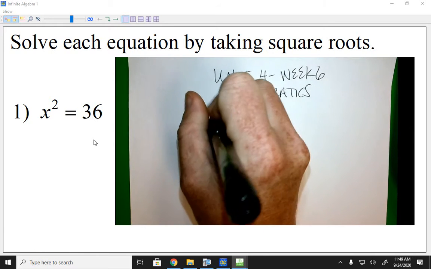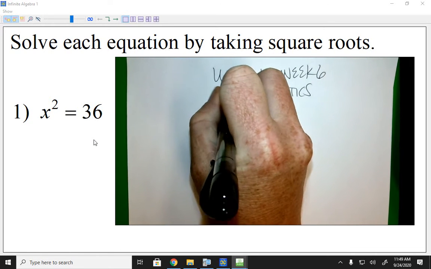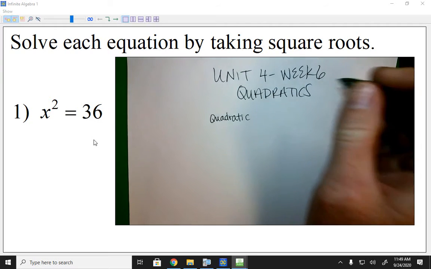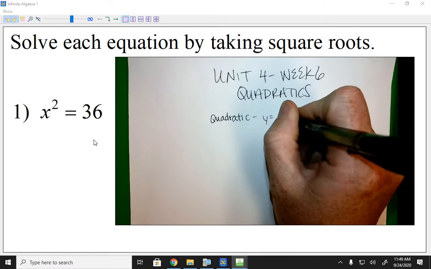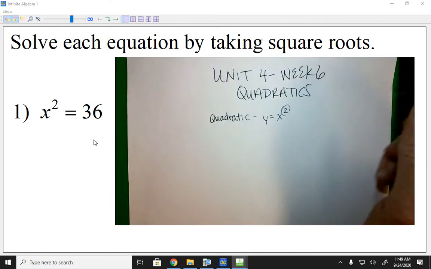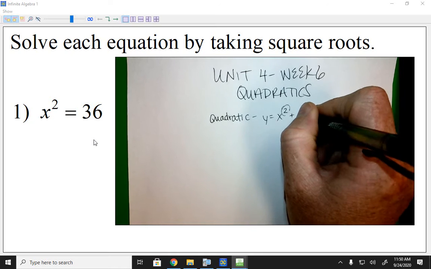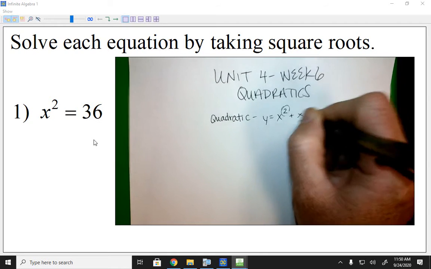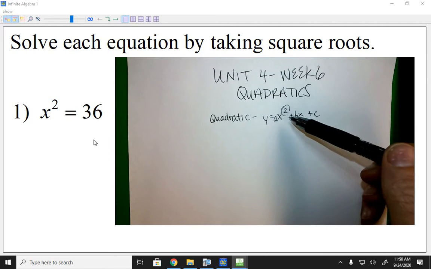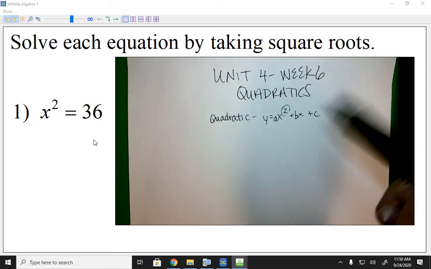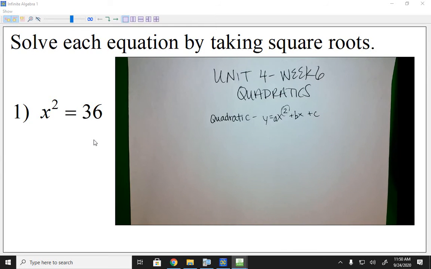So first, what a quadratic is: anything where our highest exponent is a square. Okay, so our highest exponent is a square. That makes it a quadratic, which is going to give us the shape of a parabola, which we'll talk about at a later time. But right now, that's why this is called quadratics, because we're dealing with squares.